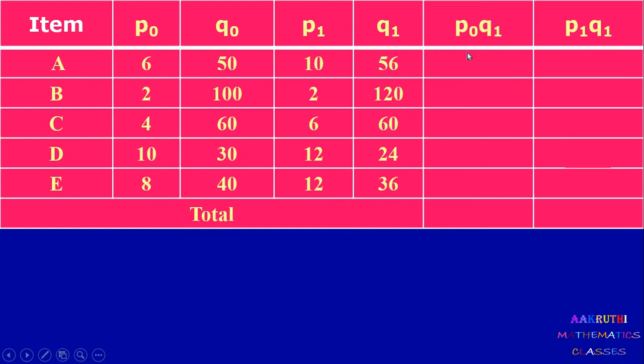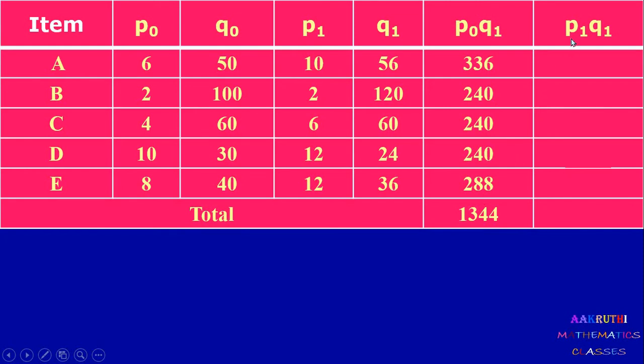So we calculate P0Q1. Multiply P0 and Q1: 6 into 56 is 336, 2 into 120 is 240, 4 into 60 is 240, 10 into 24 is 240, 8 into 36 is 288. Then add all this, that is ΣP0Q1. Adding all this, we get 1344. So ΣP0Q1 is 1344.